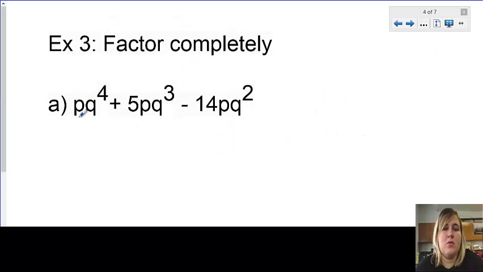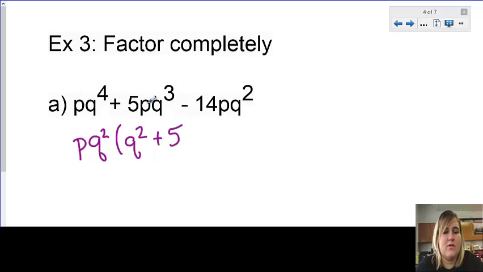On example 3, it wants us to factor completely, so I'm going to look at what I can take out of each term. I see I have p to the first in each term, so I'm going to factor out a p. I have q, q, q, and I can take a q squared out of each of them, so I'm going to do that. If I take p, q squared out of the first term, I'm left with q squared. Out of the second term, I have plus 5. The p came out, q is now to the first, minus 14, the p and the q squared came out.